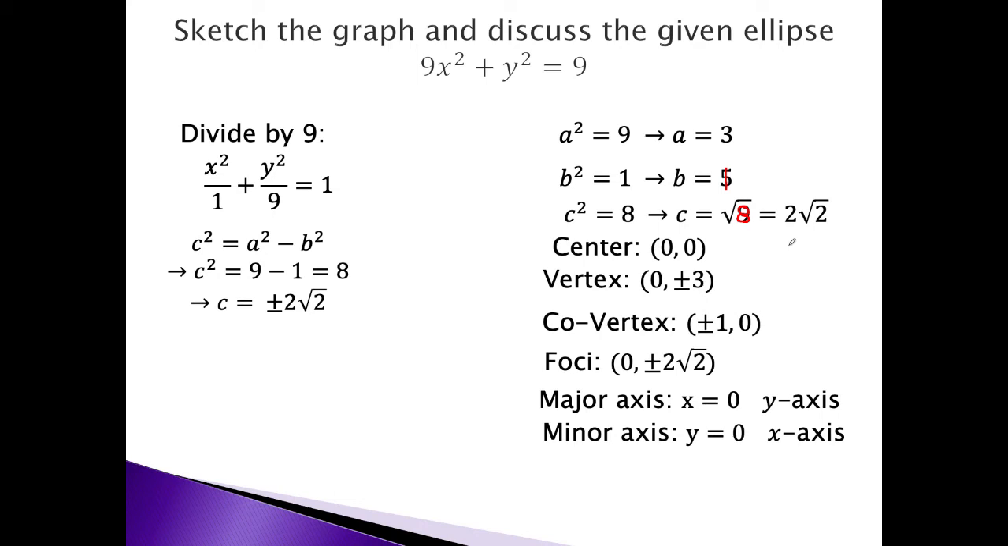because 9 is bigger than 1, we know that this is parallel to the y-axis. So we're adding our a value to k. So our vertex is 0, plus or minus 3. Our co-vertex is plus or minus 1, 0. Our foci are 0, plus or minus 2 square roots of 2. Our major axis is the y-axis. Our minor axis is the x-axis. And we have the graph.